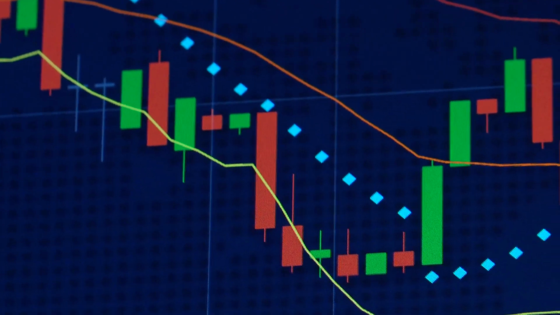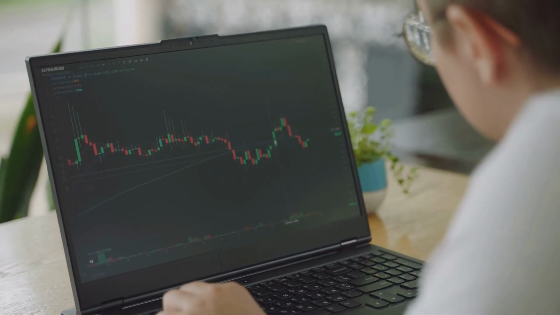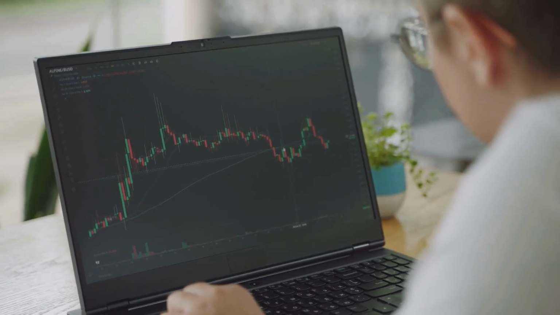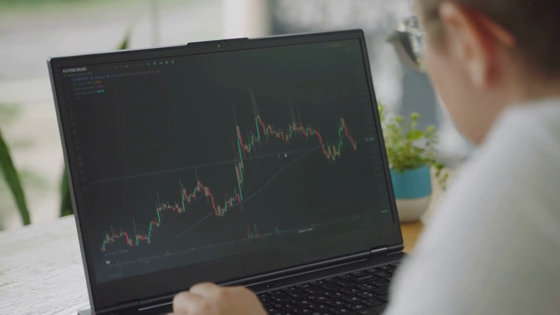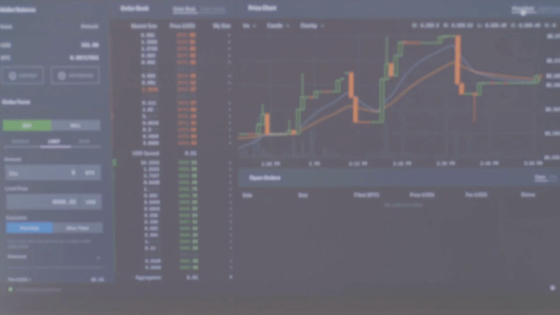Third, and most popular, is the candlestick chart. It's the go-to for most traders because it shows everything, where the price opened, how high or low it went, and where it closed, all color-coded to show gains or losses. If you're new, candlestick charts may look complex at first, but once you understand them, they become your best friend for spotting trends and timing smarter buys.